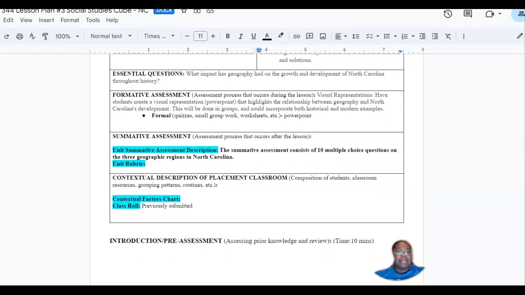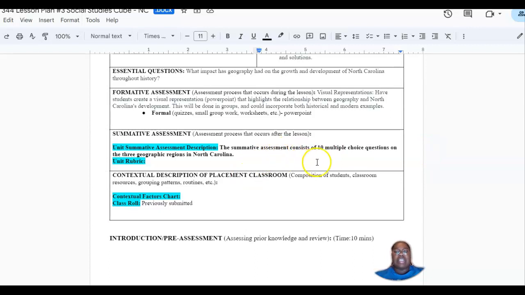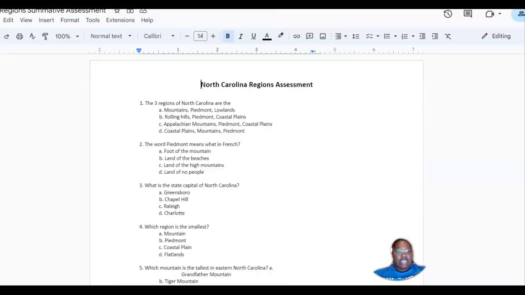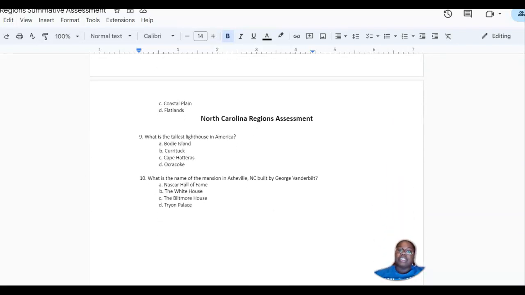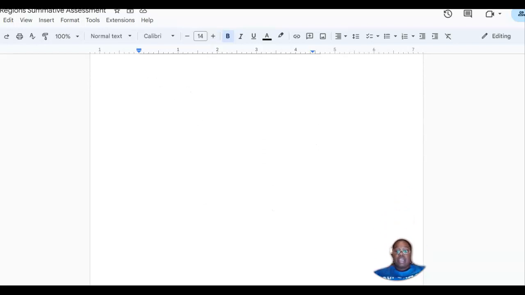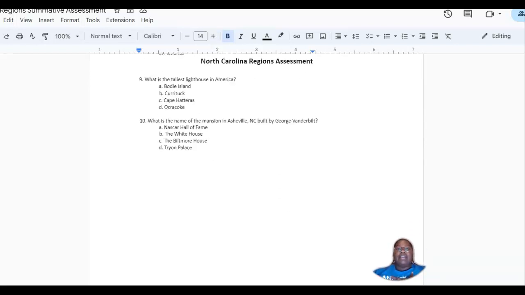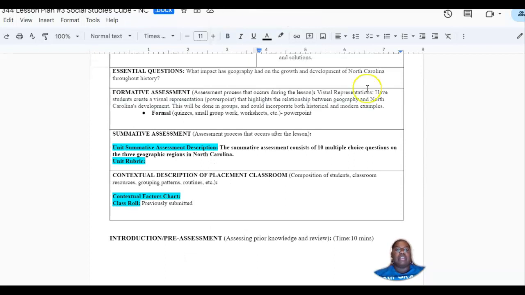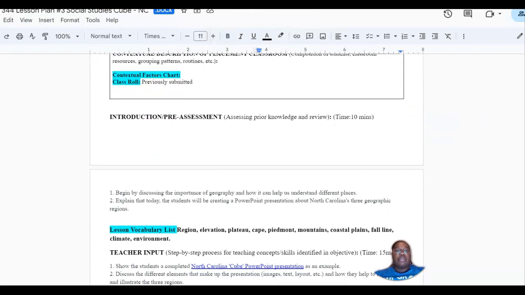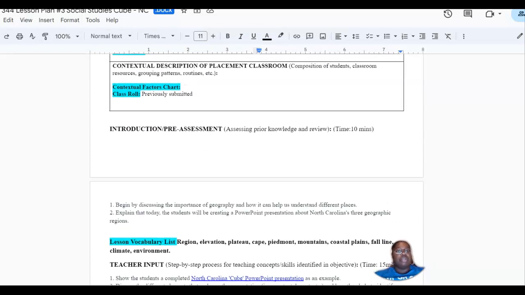I have a summative assessment that consists of 10 multiple choice questions on the three geographic regions in North Carolina. This is the assessment. So this will be the end assessment after everything is done. All this information is included in the PowerPoint that I give, and then just based off the research information that's given, so the information and images that students are given. Next, we have the contextual factors chart that was already submitted. The class roll was submitted.